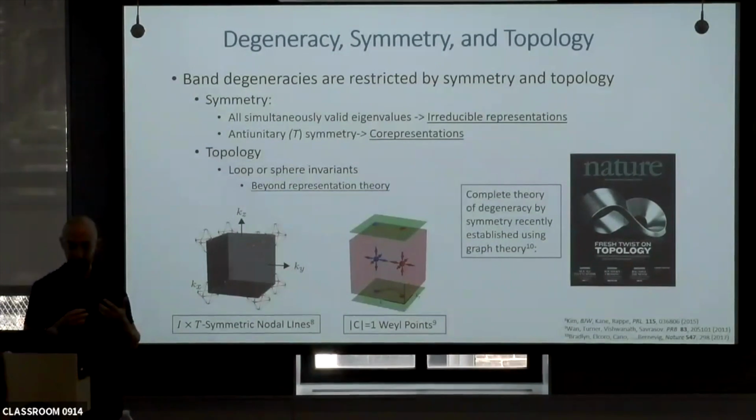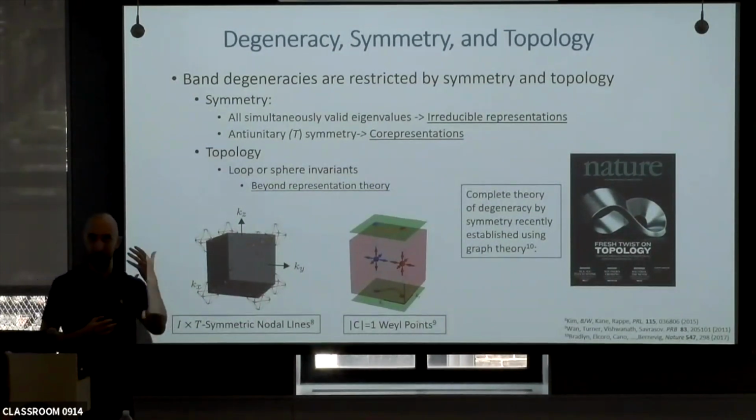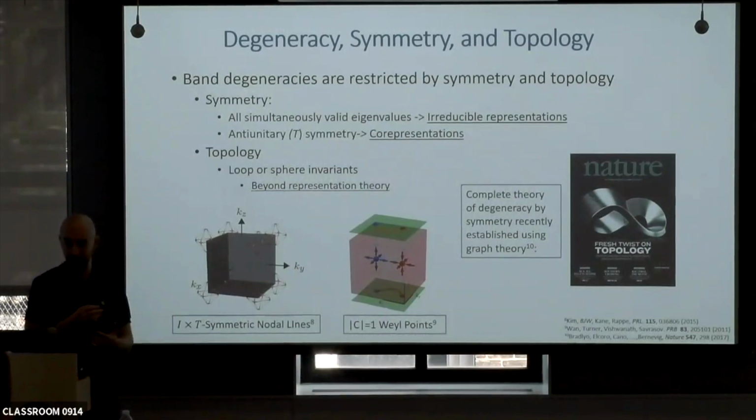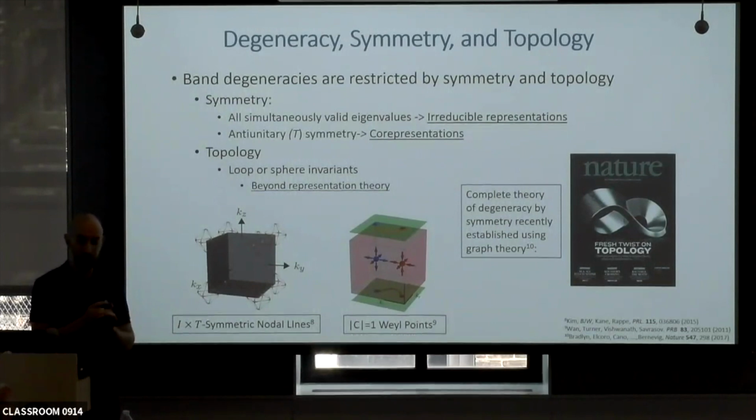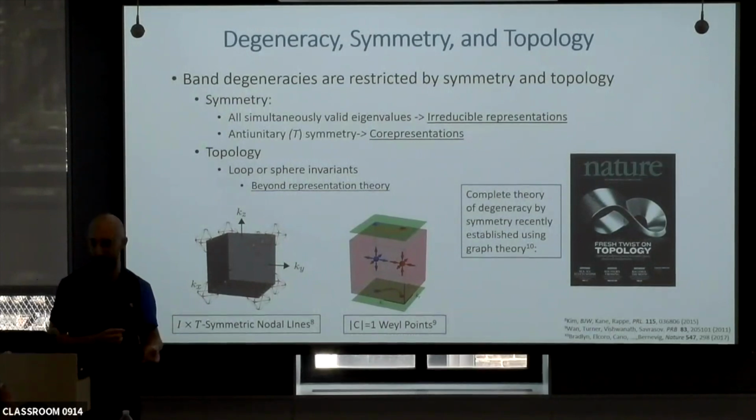Anything that's only unitary symmetries, I call the universal representations, and they have simultaneously valid eigenvalues. And then if I start adding anti-unitary symmetries, which for our purposes will mostly be T-symmetry, and then implicitly sometimes some magnetic symmetries, then I form co-representations by pairing things, like those with complex conjugate eigenvalues.